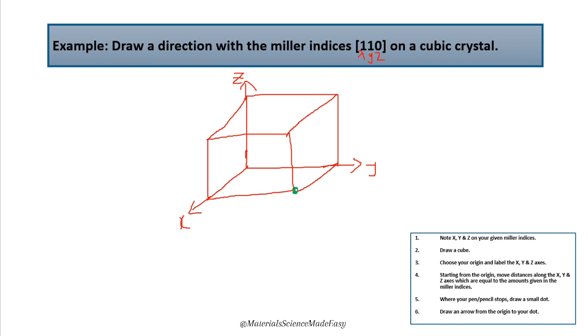Little dot here. And then next step, we draw an arrow from the origin to our dot. So from the origin to our dot. So let's do that. Origin to dot. And there we have it. That's our direction. Make sense? Got it? Easy, right? Stuff is easy.